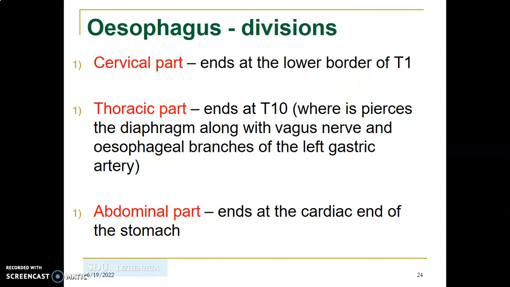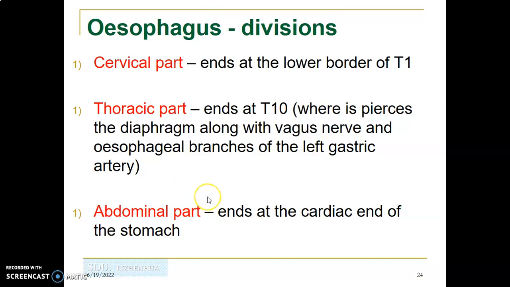Then the thoracic part begins from the thoracic inlet, which is at vertebral level T1, to the inferior portion of the thorax. In this thoracic part, the esophagus passes through the esophageal hiatus of the diaphragm, and this is T10. And remember, other structures that use this esophageal hiatus include the vagus nerve and the left gastric artery. So those are the contents of the esophageal hiatus of the diaphragm: the esophagus, vagus nerve, and branches of the left gastric artery.